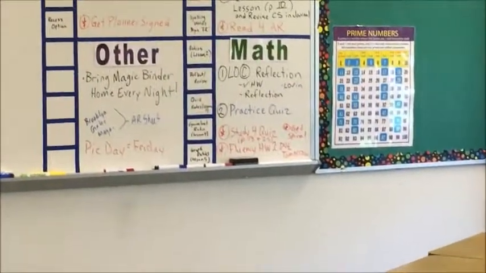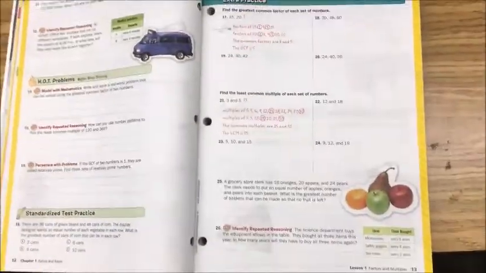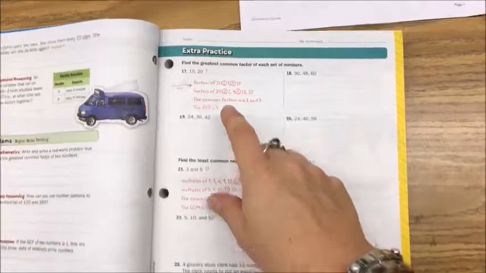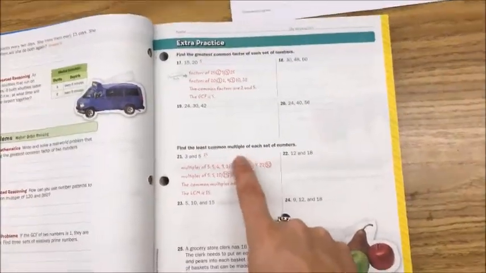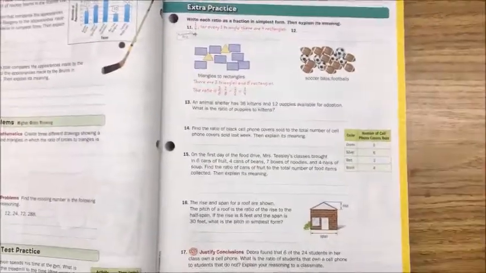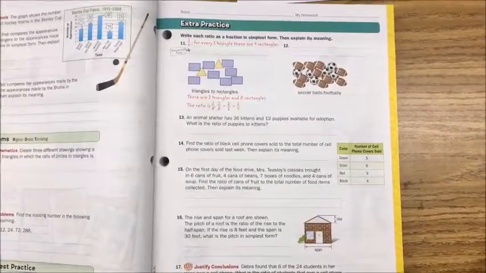All right, so after that's turned in, we're now going to work on that homework, the study for quiz. So to study for the quiz, it says we need to do pages 13 and 25. So this is the extra practice. On page 13, please note that these are finding greatest common factors and these are least common multiples. Then on page 25, that's going to be the ratio practice. So this page 25 is practicing for the ratios.